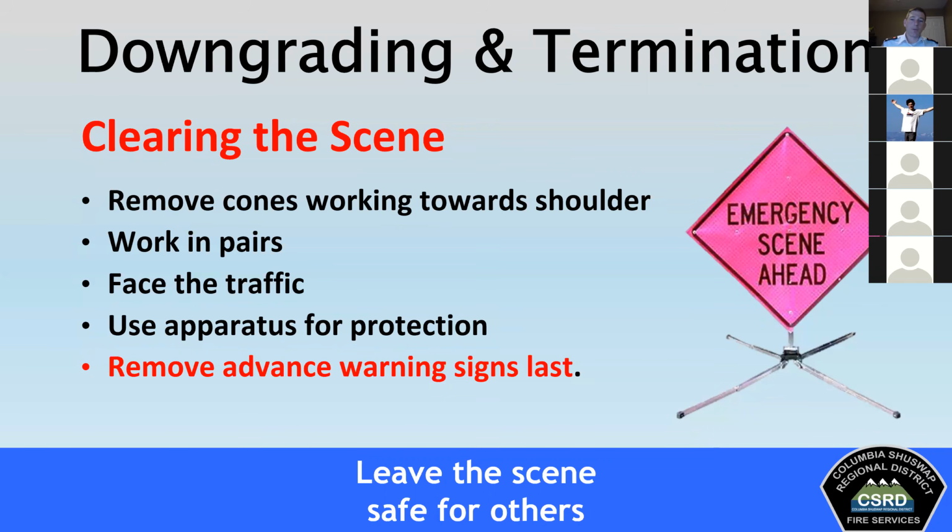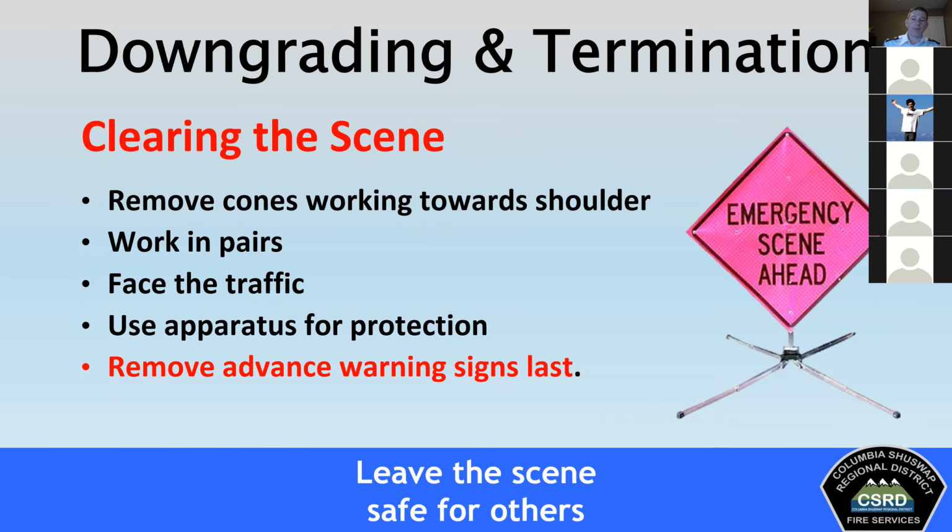So when we're retrieving any warning devices, we're always going to be working in pairs. We want to maintain that eye contact, like we talked about many times, with the oncoming traffic at all times, right? When we're retrieving cones, we want to start from the farthest from the shoulder and work towards the edge of the road. Anytime we work the other way, it's going to leave us in the middle of the road with no warning to motorists, right? So always start at the shoulder and work our way to the edge of the road.